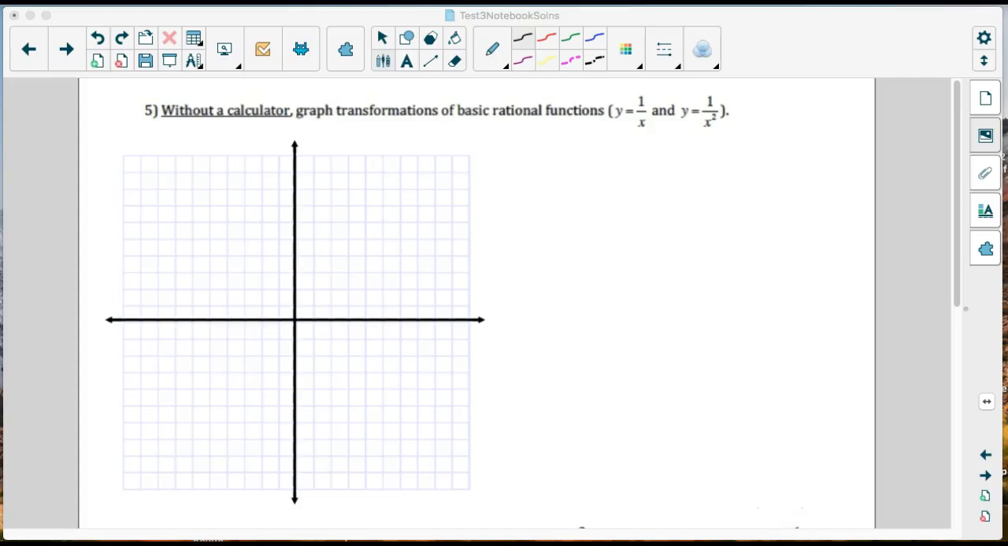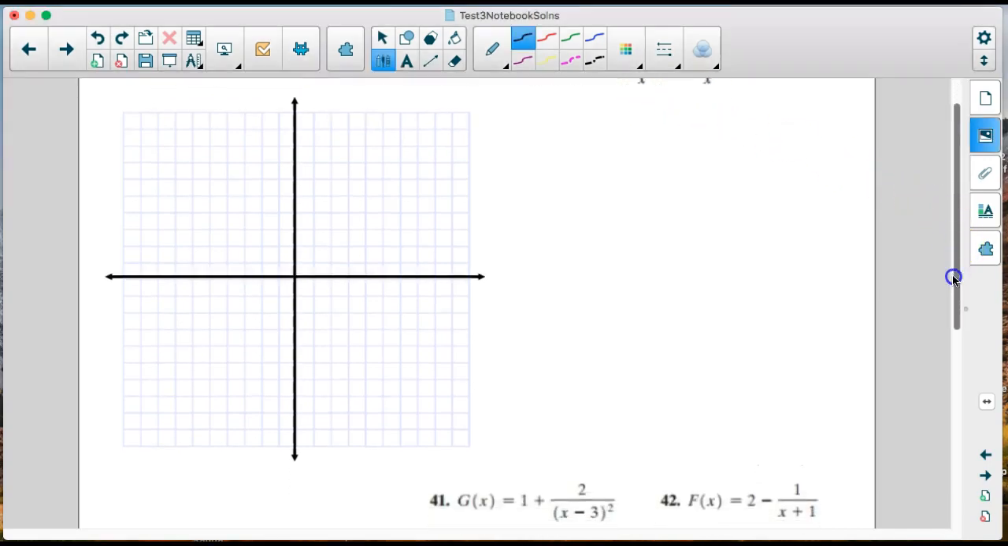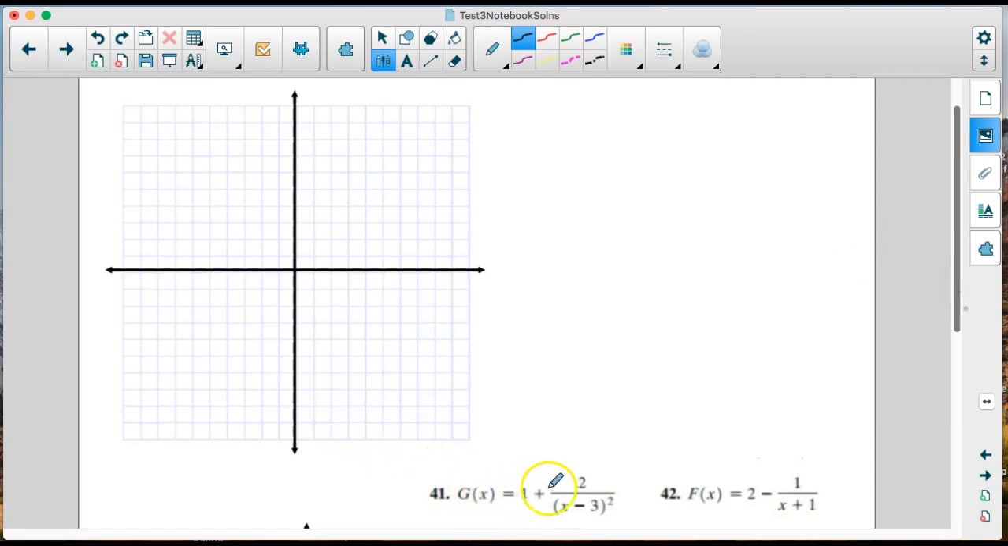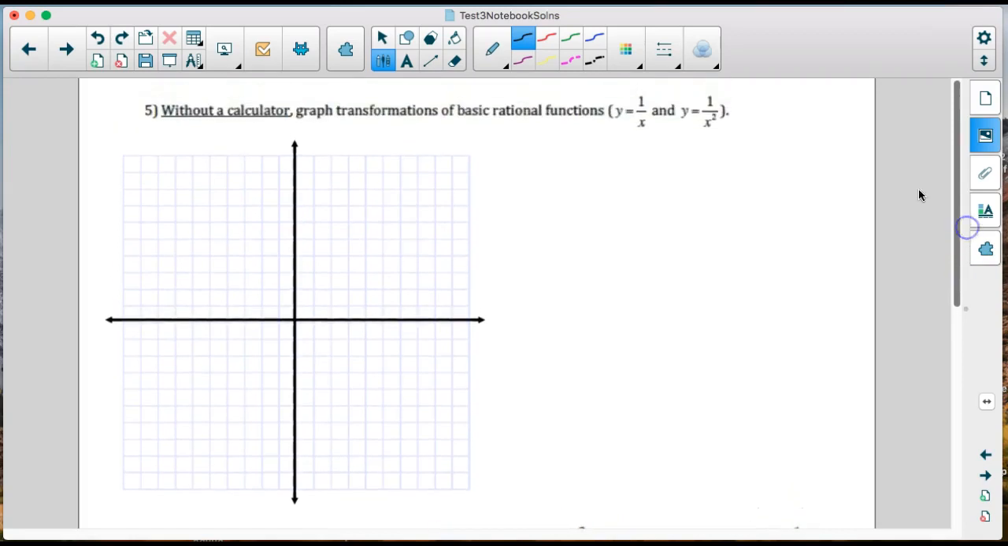Okay, in this video we're going to look at part 5 on the review, which says without a calculator, graph transformations of the basic graphs of 1 over x and 1 over x squared. We had two problems to work on, g of x and f of x. This one is 1 over x squared because it has an x squared in the denominator, whereas this is 1 over x because x has a power here. So we basically need to know the basics for each one of these.